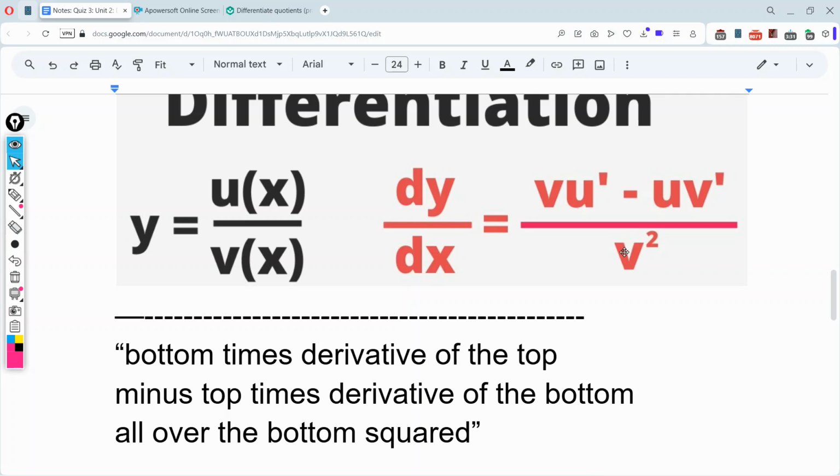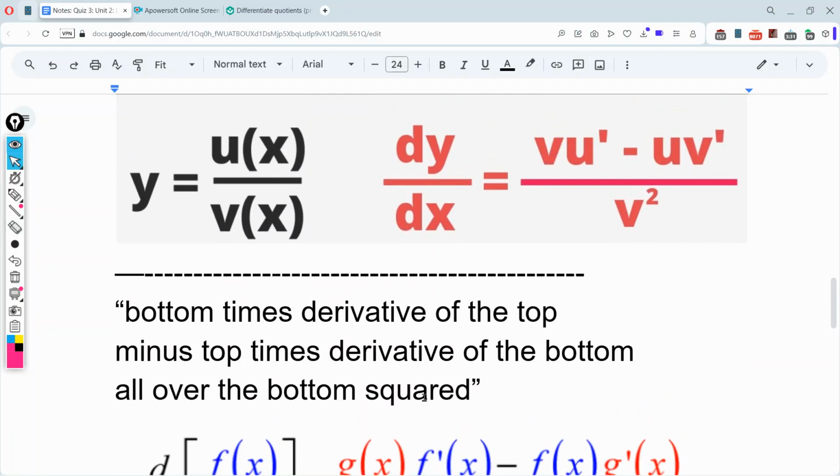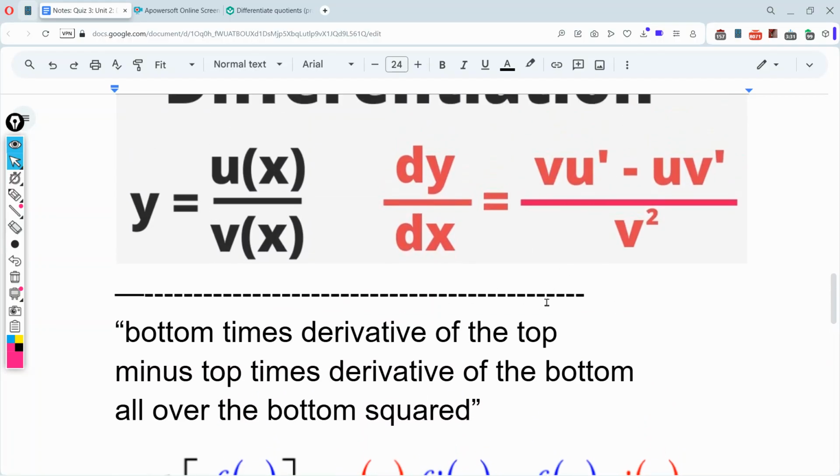That's the denominator squared. Okay, you can also write it in terms of functions f and g. All right, but you get the idea. It's the same thing. It's a little bit more abbreviated when you write it in terms of v and u.